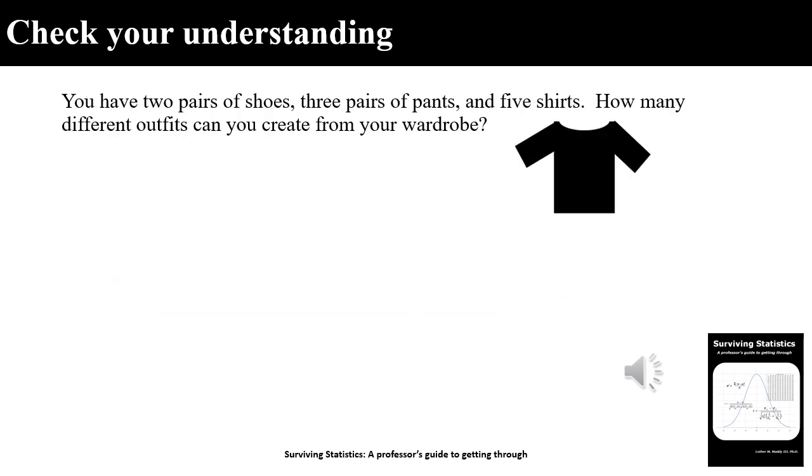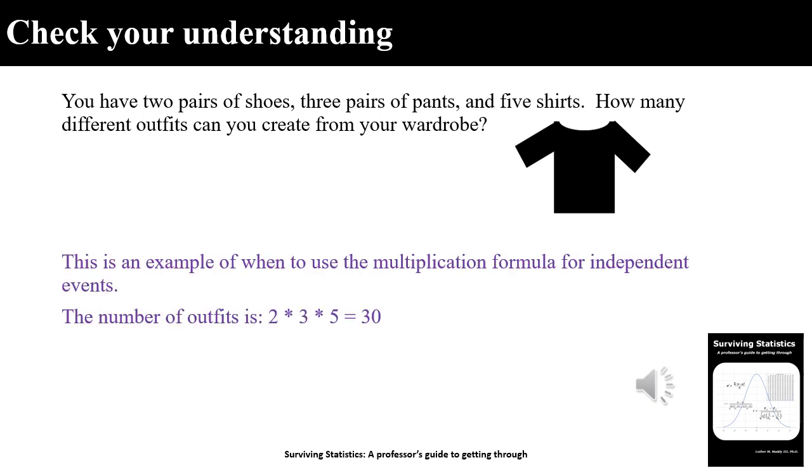Okay, let's try another one. You have 2 pairs of shoes, 3 pairs of pants, and 5 shirts. How many different outfits can you create from this wardrobe? Well, in this case, you use the multiplication formula. You multiply the 2 pairs of shoes times 3 pairs of pants times 5 shirts, and you end up with a total of 30 different outfit combinations that you can wear from what you've got hanging in your closet.